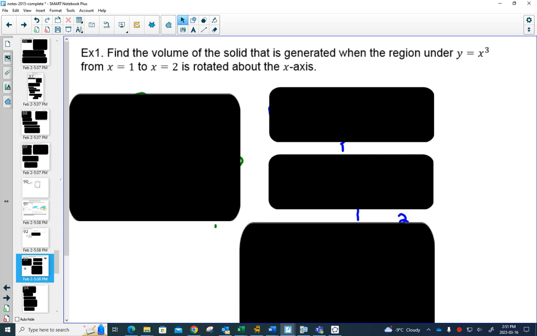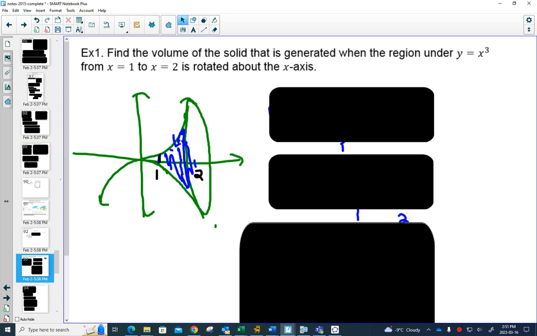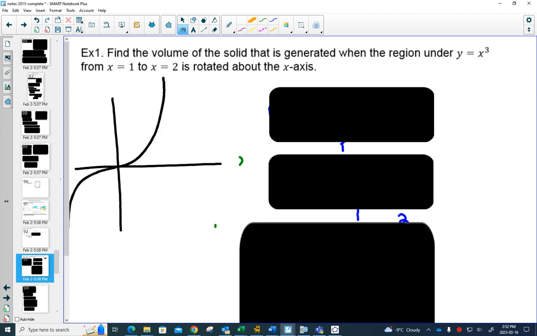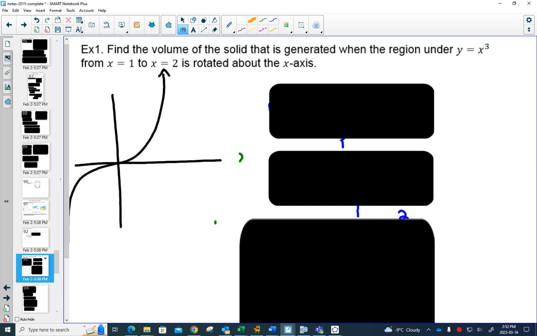I want to just draw them out. I'm not happy with that picture. I'm going to redraw it. Y equals x cubed looks like this. It goes through the point 1, 1 and 2, 8.